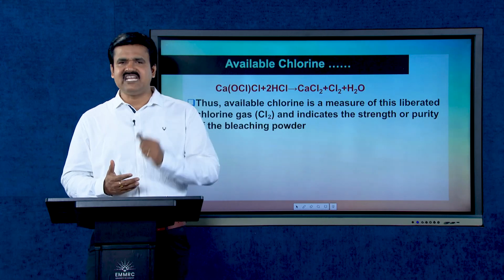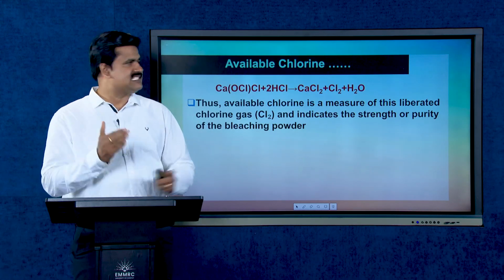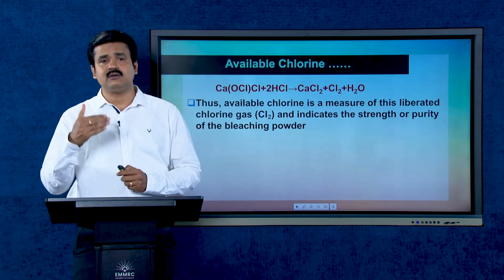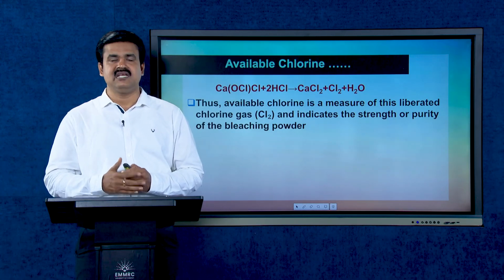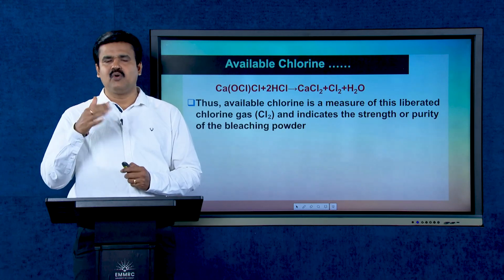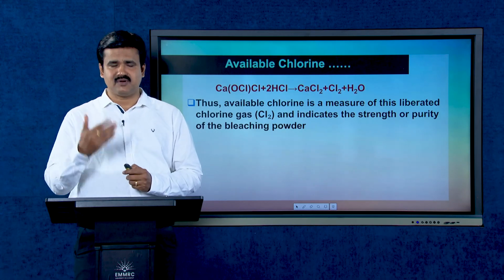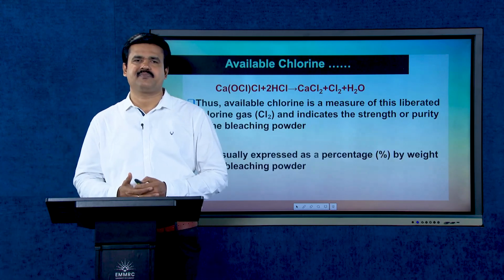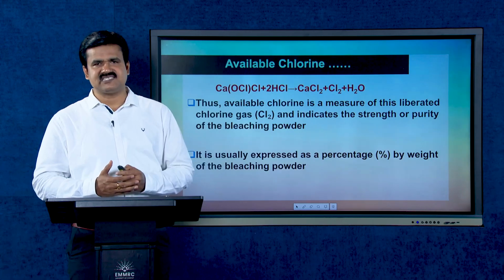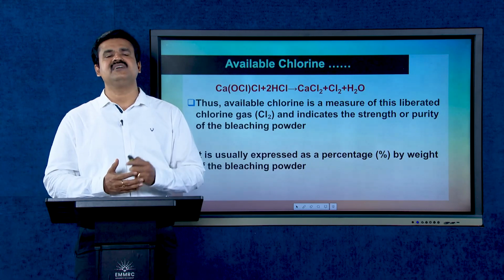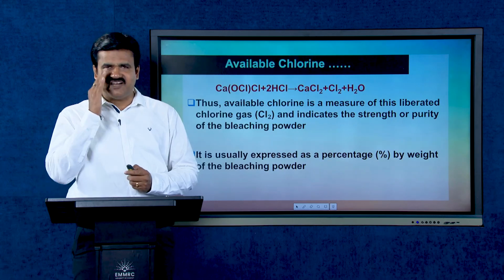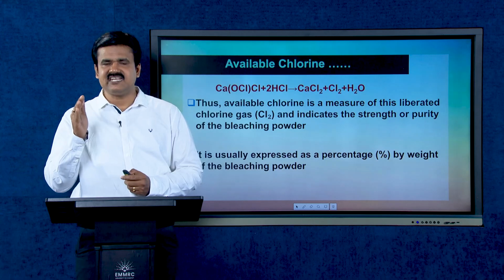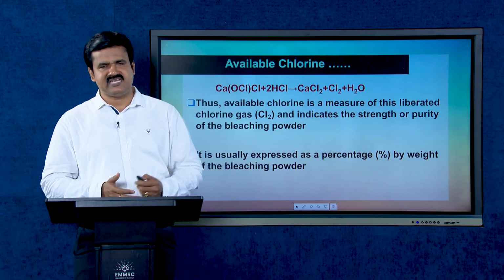Thus, available chlorine is a measure of this liberated chlorine gas and indicates the strength or purity of the bleaching powder. Higher the liberated chlorine, more will be the quality of the bleaching powder, or its bleaching action will be at a very good level. It is usually expressed as percentage by weight of the bleaching powder. That means the available chlorine content in the bleaching powder is generally expressed as a percentage by weight.